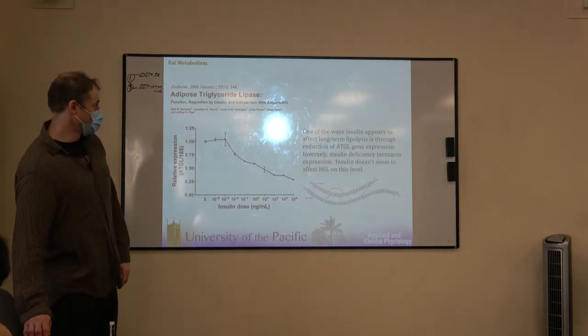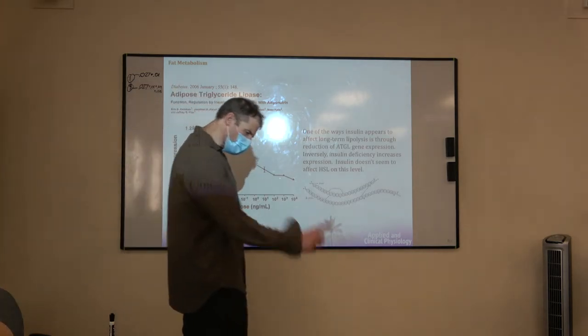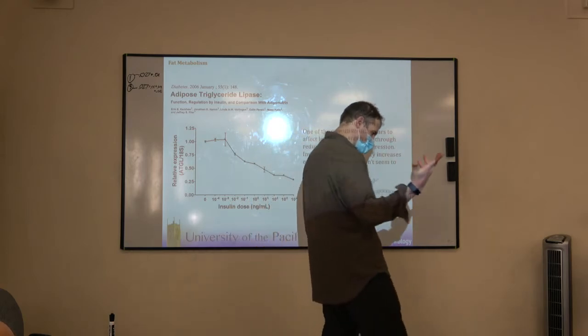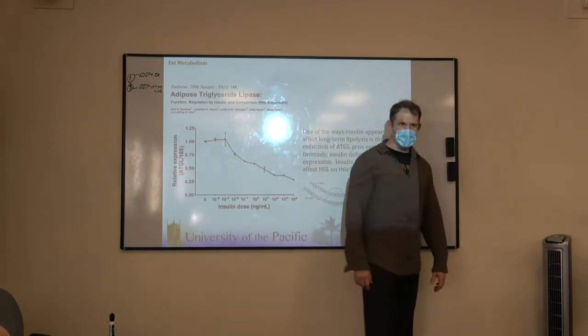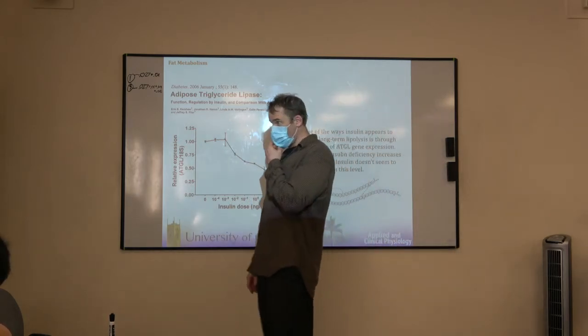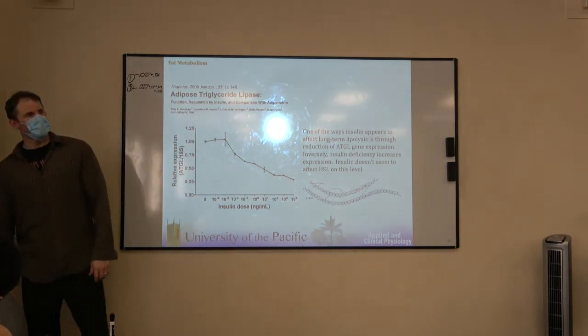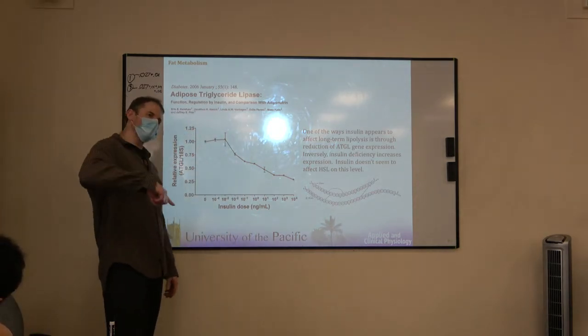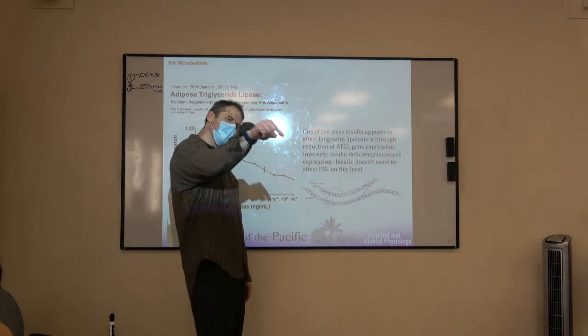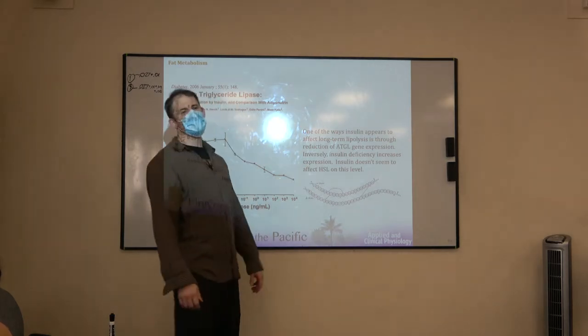Long-term effect of insulin. So short-term effect of insulin, get insulin in your system, and you can't do lipolysis because you can't activate PKA, which means you can't phosphorylate hormone-sensitive lipase or perilipin. In the presence of insulin, you cannot phosphorylate perilipin or hormone-sensitive lipase.